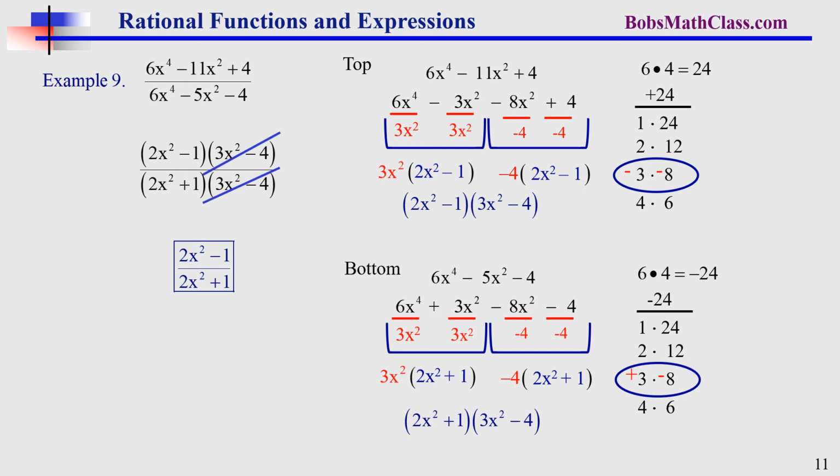We can't just cancel out those 2x squareds. A lot of people will try to do that. It's got to be the whole factor that cancels out. Likewise, some people will make the mistake of trying to cancel from the very beginning, thinking, oh, I could cancel out those 4s and those 6s. Yeah, that would just be wrong. You don't want that. Okay, so you have to factor and then you can cancel.